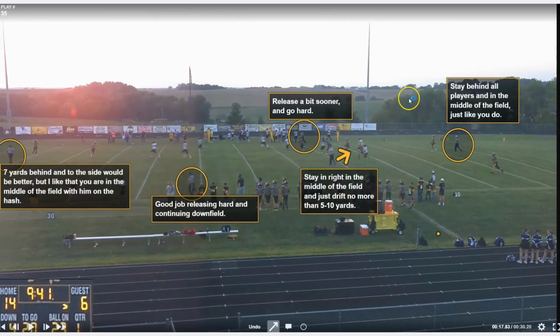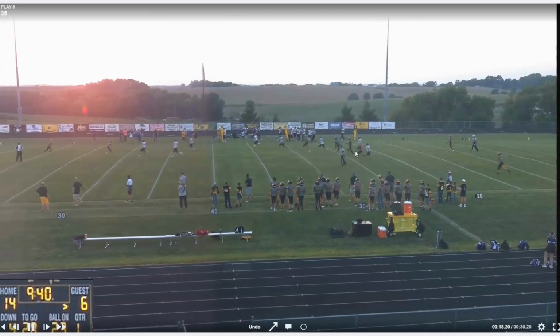And again, umpire, let's only worry about this. If you were in the middle of the field and just 2 to 3 yards beyond the original neutral zone, then you're going to be in perfect position. You don't need to drift more than 5, maybe 10 yards downfield, and that's on a long punt, and that's when all those linemen are getting past you.